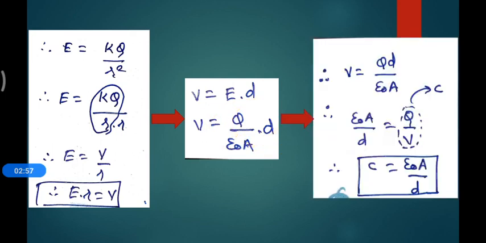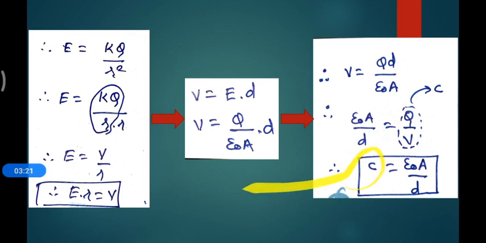Then using this QD upon epsilon 0 A, if we bring the V on this side and epsilon 0 A and D on that side, arranged in such a way, the Q by V is nothing but the C. Are you getting it? Please pause the video, you will get every step I am representing here. So epsilon 0 A by D is nothing but the C.